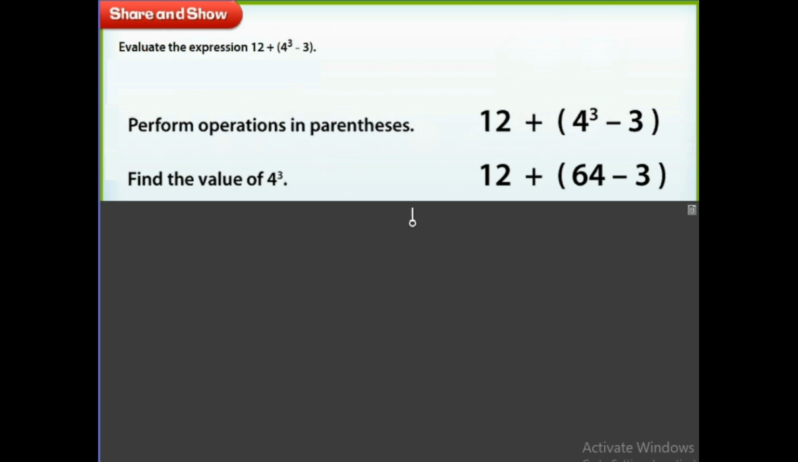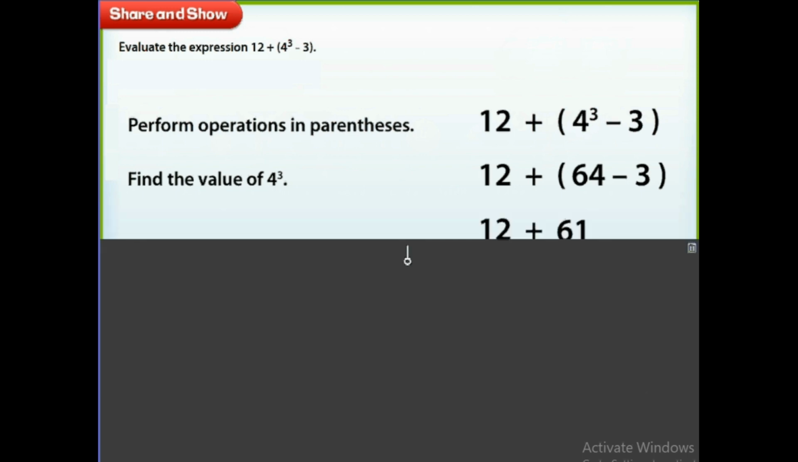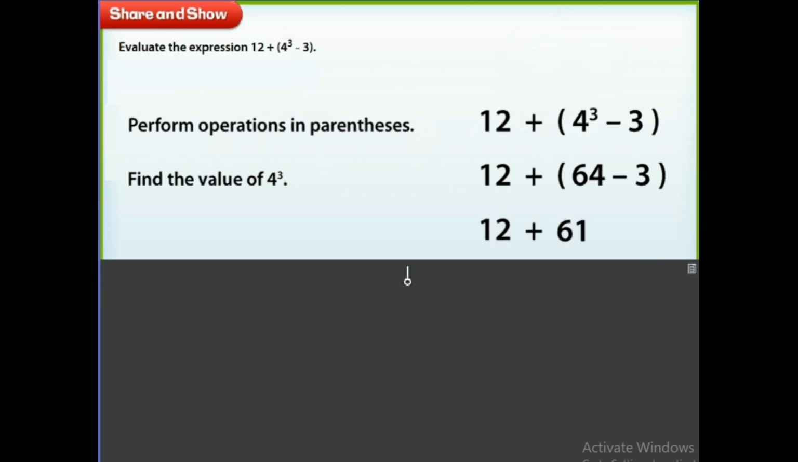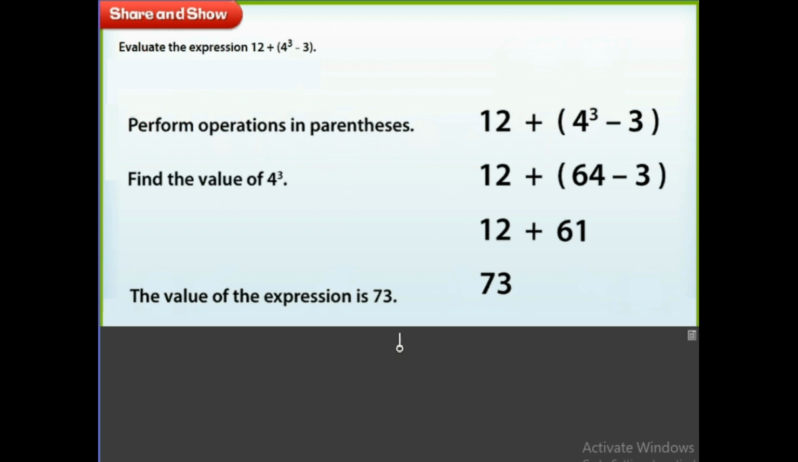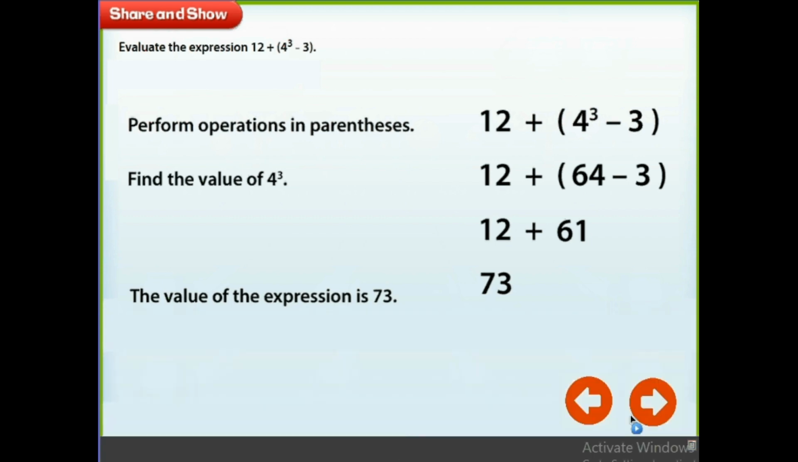After this, the parentheses could be removed. 64 minus 3 is 61. The sum of 12 and 61 is 73. So the value of the expression is 73.